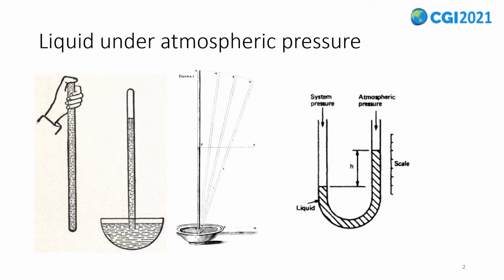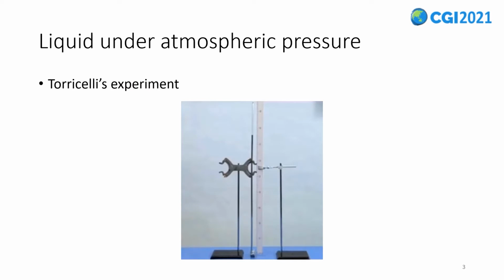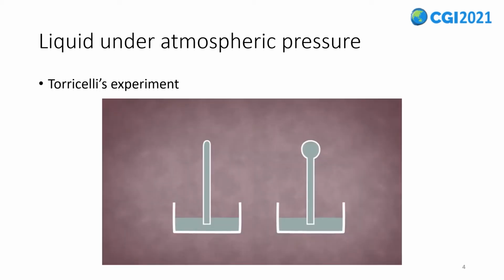Atmospheric pressure can create interesting phenomena when interacting with liquids, such as Torricelli's barometer and U-tube manometer. Take Torricelli's experiment as an example. A mercury-filled glass tube is held upside down in a basin of mercury. The liquid inside the tube will fall down and eventually come to rest at a height of about 760 millimeters. The mercury column's height is independent of the shape and the tilt angle of the tube.